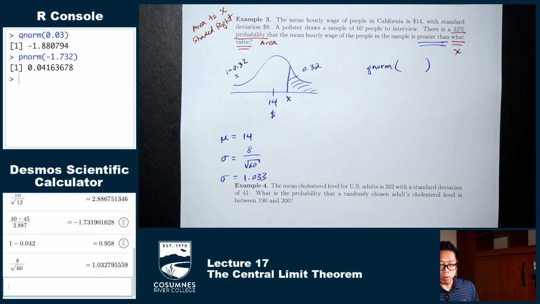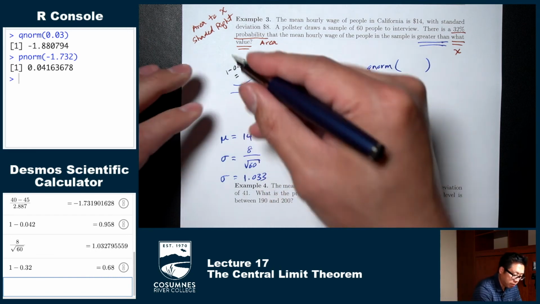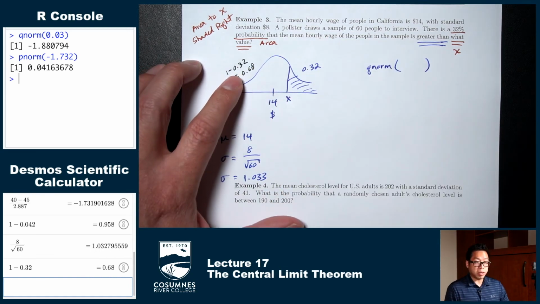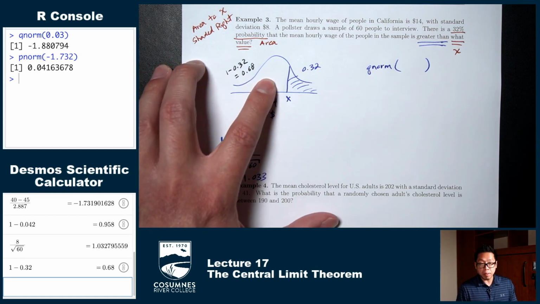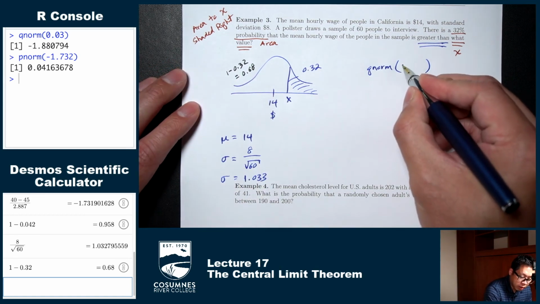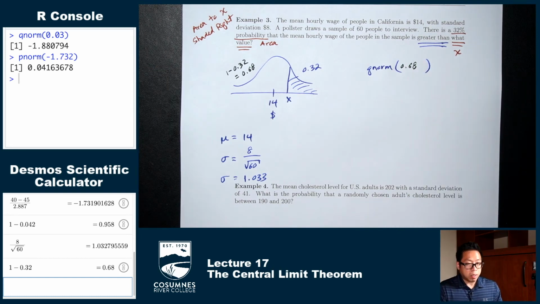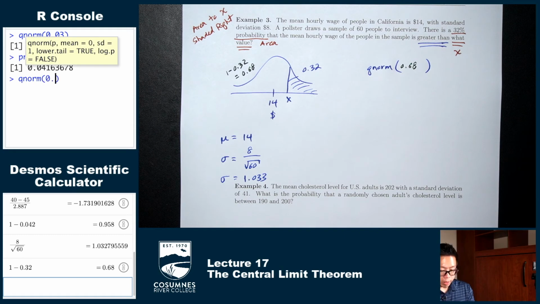Okay, 1 minus 0.32 is 0.68. So 0.68 is the area to the left, the white part. That's what I need to enter into R. So in R, Q norm, 0.68.